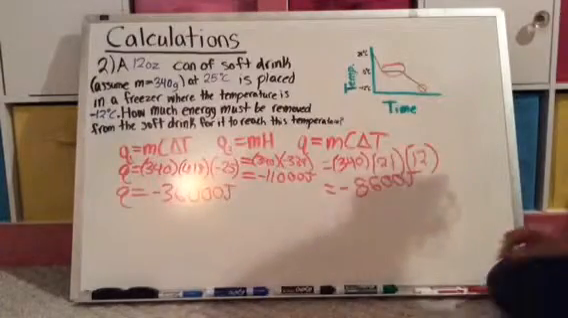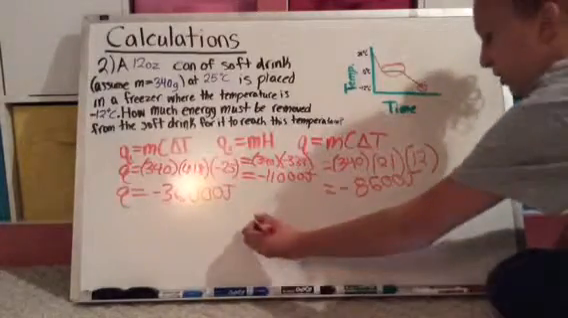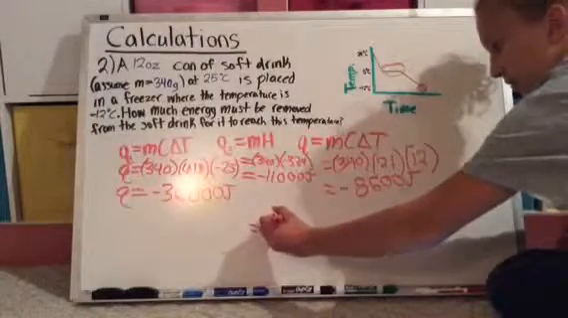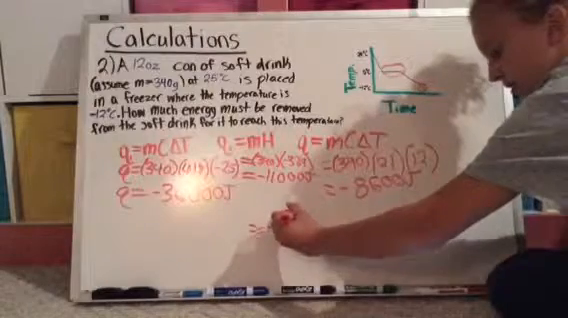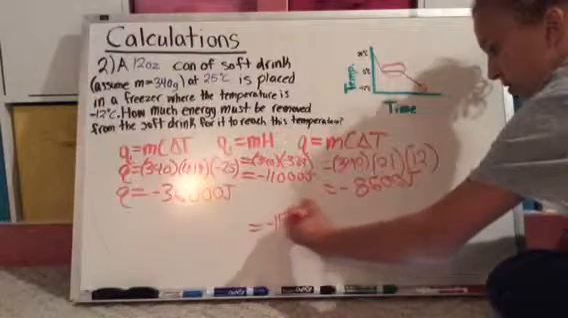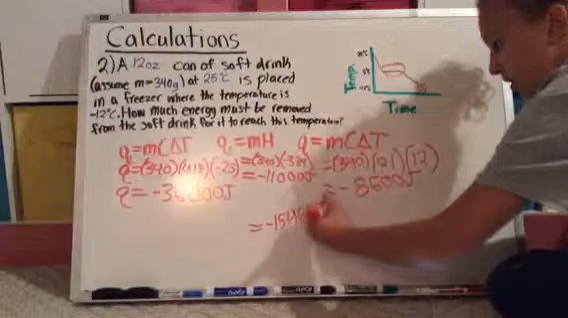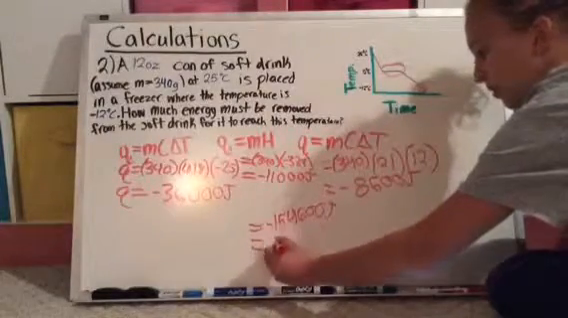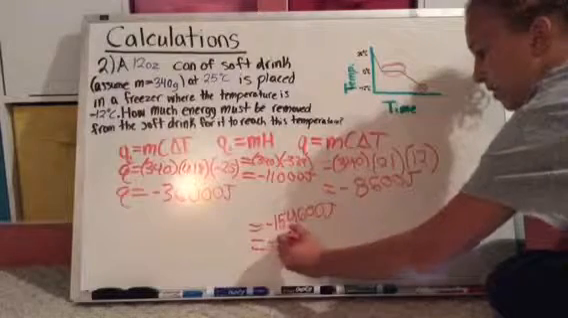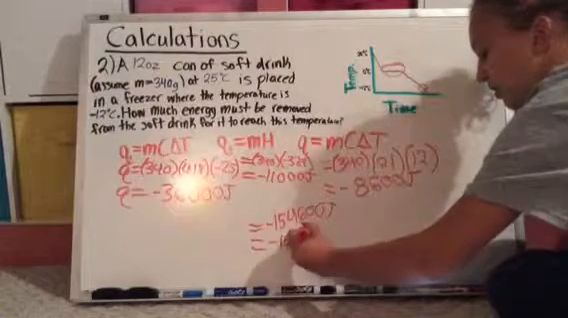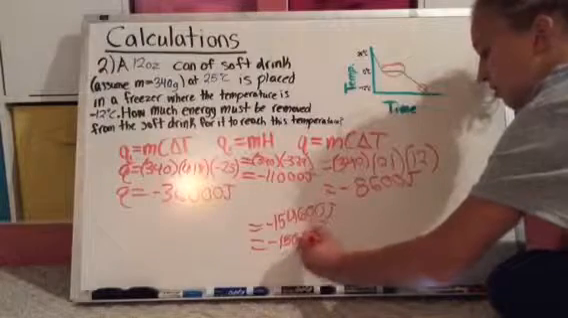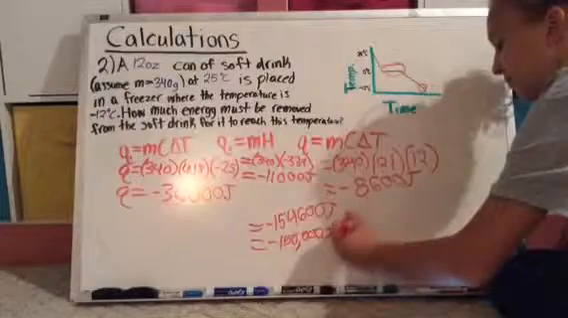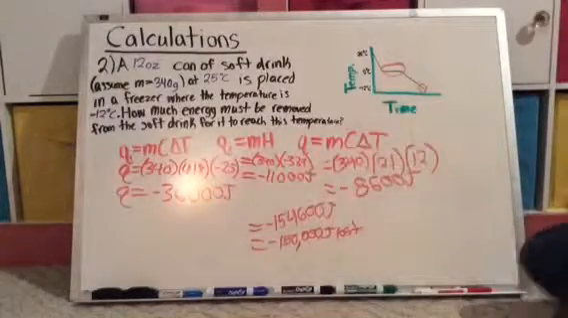So then after adding all of this up, we get negative 154,600 joules. And then with sig figs, it would then become negative 1,500,000 joules lost. And this is our second problem.